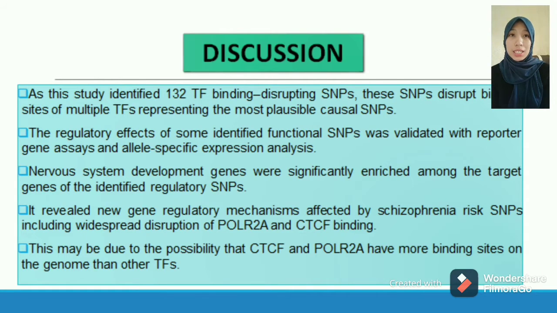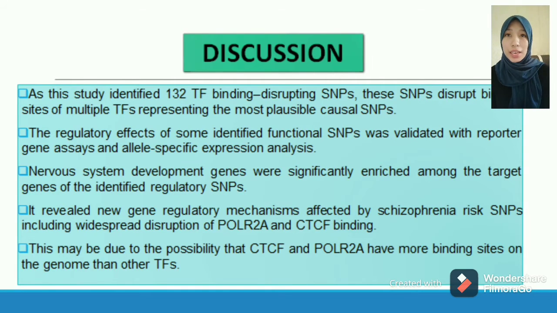So, the discussion that can be explained based on the result, as this study identified 132 TF binding disrupting SNPs, these SNPs disrupt binding sites of multiple TFs, representing the most plausible causal SNPs.